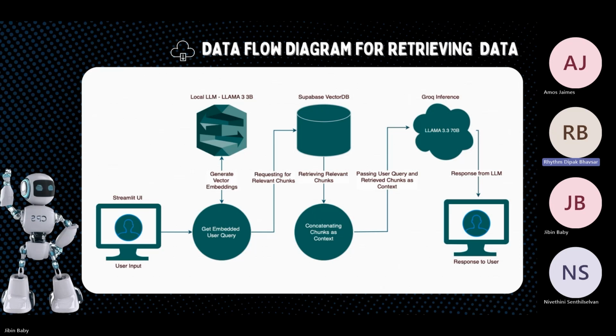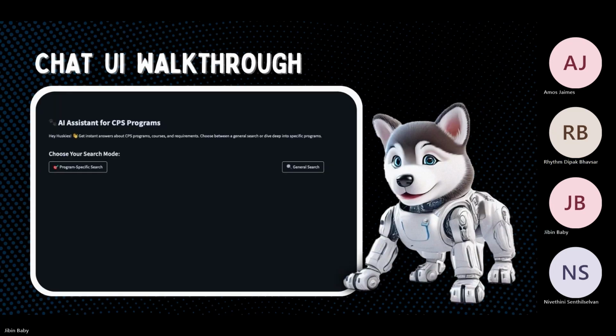After getting the chunk of query, it will again go to the Llama 3, and it will generate the readable response, and finally the user will be able to get the response from it. Now we can go through that UI walkthrough.